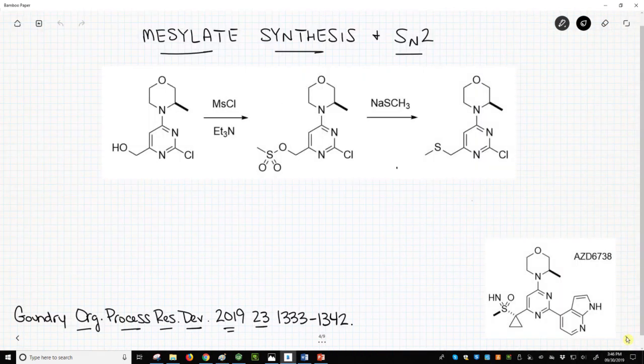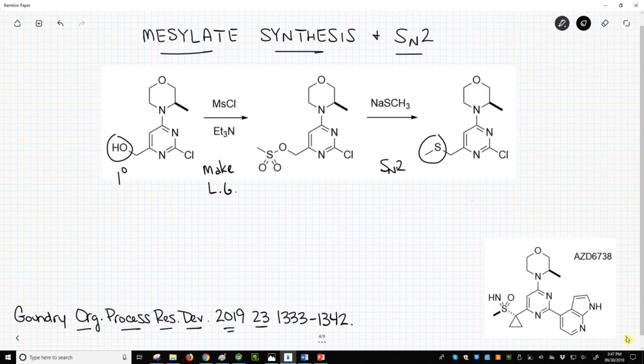Here is the synthetic transformation. It starts with a primary alcohol and ends with an S-methyl in place of the alcohol. This transformation highlights a very common challenge in organic chemistry, replacing an alcohol with a nucleophile. Alcohols are not good leaving groups, so the first step is to convert the alcohol into a leaving group. So we make our leaving group, followed by our SN2 reaction. There are lots of ways to convert alcohols into leaving groups.